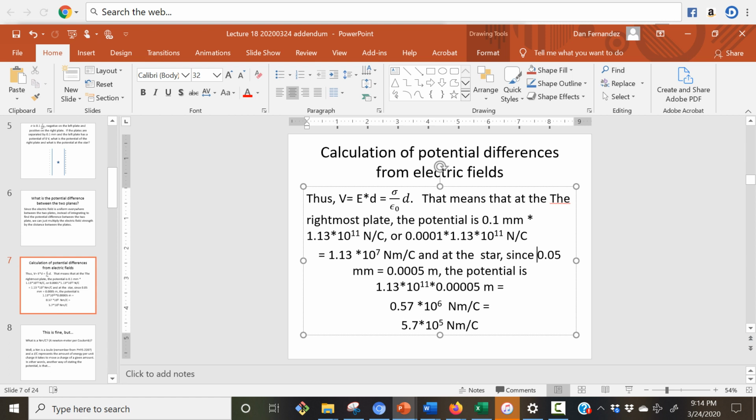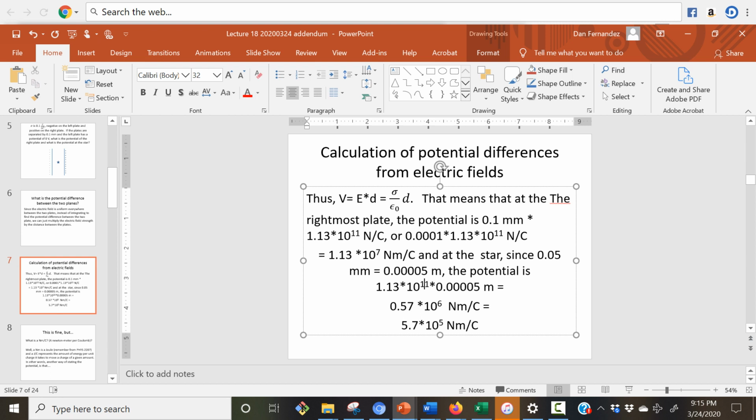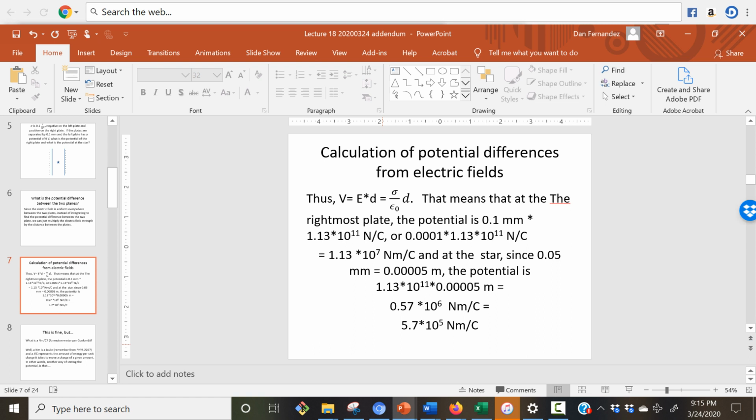And if I want to find the potential at the point of the star, that's 5/100ths of a millimeter away, or 1/2 of a 1/10 of a millimeter. So I take that value of distance here. Let me see. There should be an extra 0 in there. And I multiply 0.0005 meters by the electric field strength, and then I'm going to get 5.7 times 10 to the 5th Newton meters per coulomb. Great, it's just multiplication. But you're probably wondering, what the heck is a Newton meter per coulomb? That's what the next slide is going to show us.